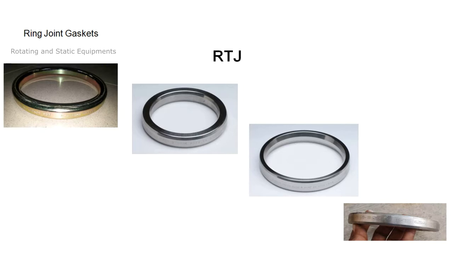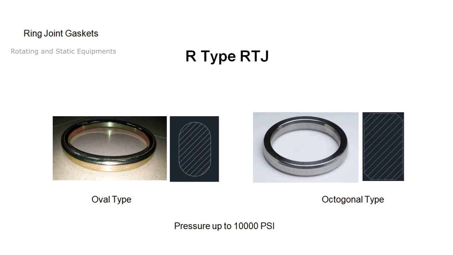So the RTJ gaskets are classified into three types. The first one is R type, second one is RX type, third one is BX type. R type gaskets are classified into two types. The first one is oval, the second one is octagonal. The original design for the R type gasket is oval. The octagonal RTJ gasket is a modification to the oval design and provides better sealing. The octagonal cross section has higher sealing efficiency than the oval cross section.